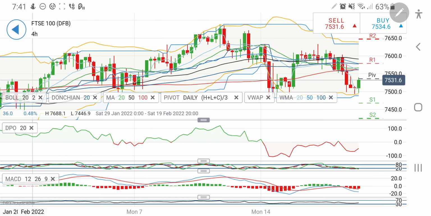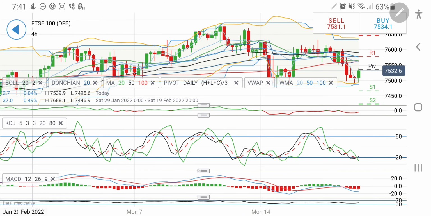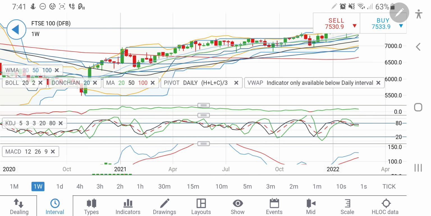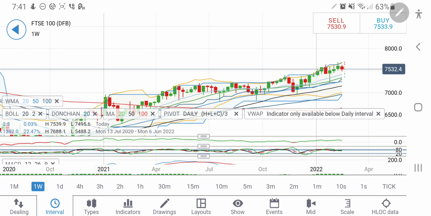Here you can see that stochastic was oversold, now trying to come back to comfortable levels. MACD lines are trying to converge into the buy zone, and weekly charts indicate that potentially it may close the week in red, but with a minor red, towards 7580 levels can be expected. So this is all for FTSE 100.